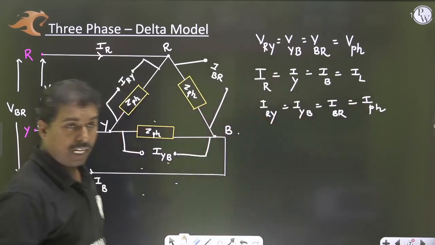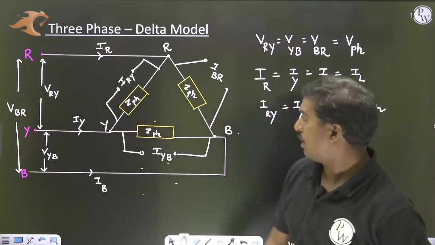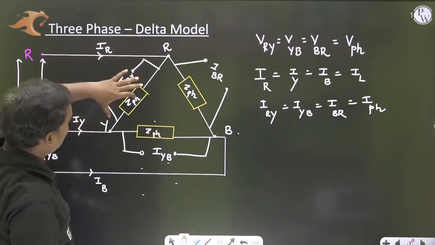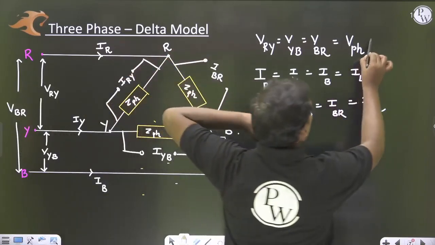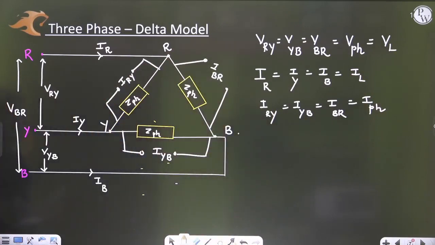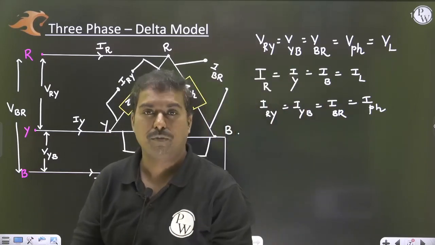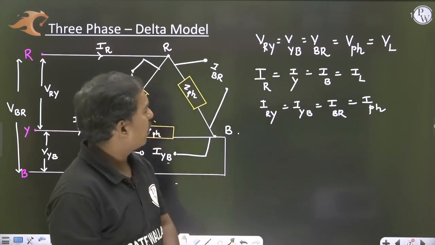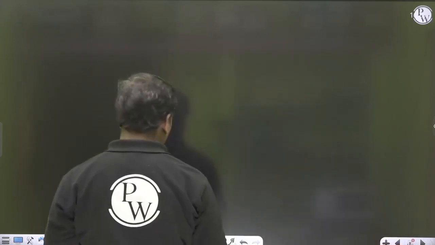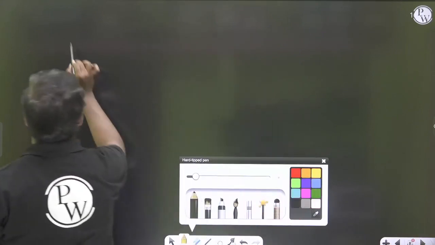In the star model we have IL equal to IPH, but here IL is not equal to IPH, while VL is equal to VPH. The voltage across the impedance and the line voltage are the same here, but the line current and the phase current are not the same. So in the star model and the delta model, you can observe just the opposite. Let me write the features of the delta model before entering into Blondel's theorem.